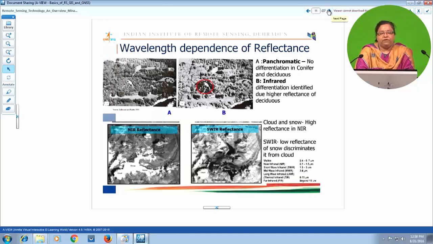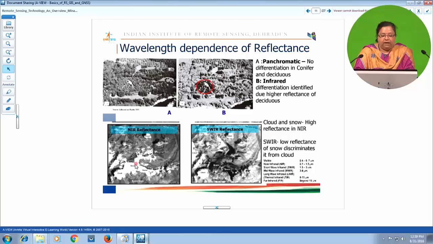Now why we are capturing in the ranges beyond the ranges that we can see can be seen with the help of this slide. If I am capturing the picture in A, which is panchromatic range, that is in the visible range of the spectrum 0.4 to 0.7 micrometer, we cannot make a differentiation between the conifer and the deciduous vegetation. Whereas in the infrared portion, the differentiation is possible because of differences in the reflectance. We have higher reflectance for this and it is able to separate the two features.